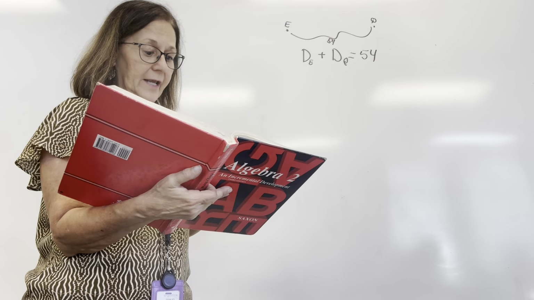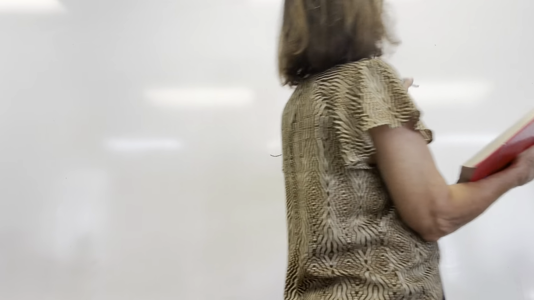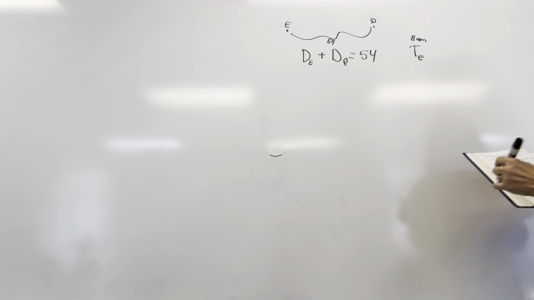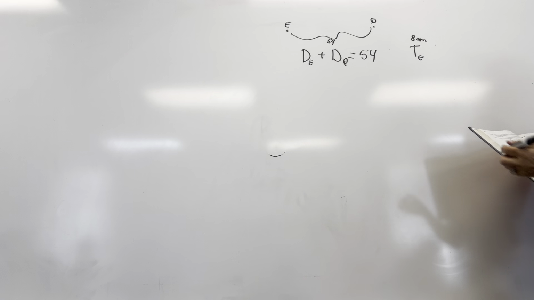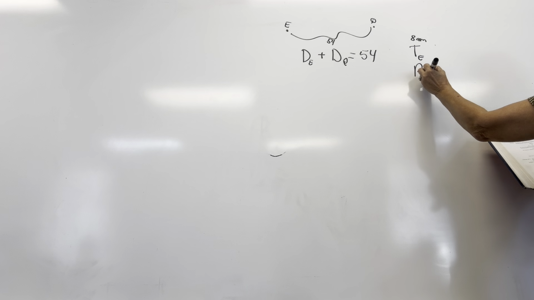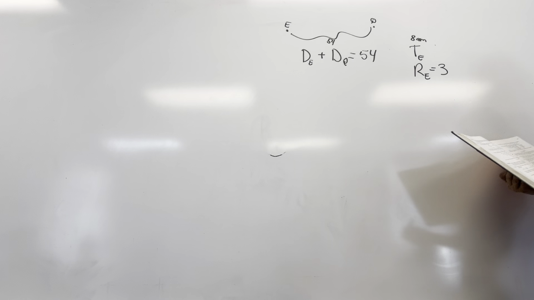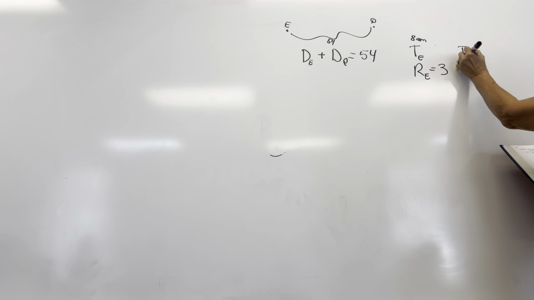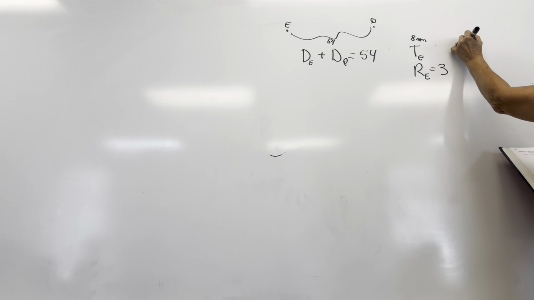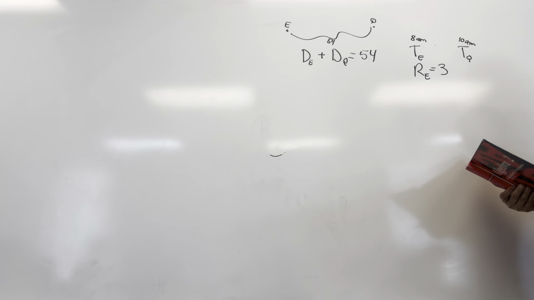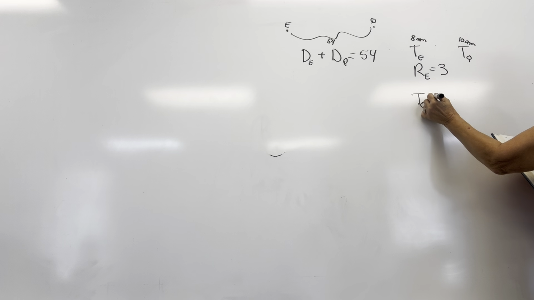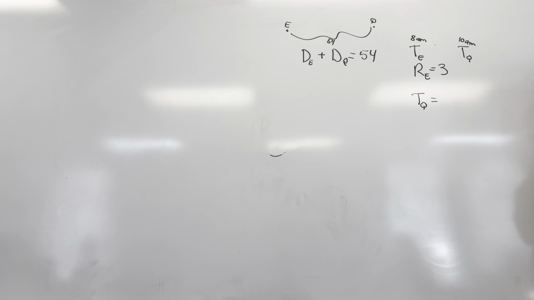Edward began the journey to the meeting place at 8 a.m. So Edward begins at 8 a.m. at 3 miles per hour. So the rate of Edward is 3. 2 hours later, so the time of the Queen is 2 hours later. Or I could write the time of the Queen is what? Time of Edward plus 2.